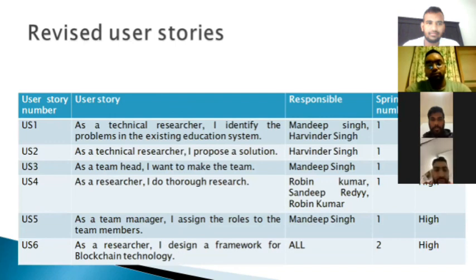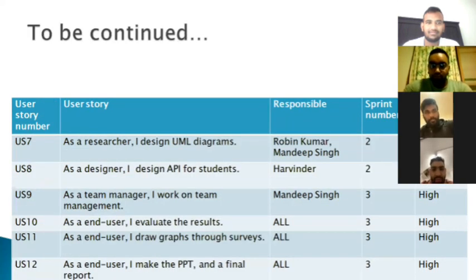This is the revised user stories, with users 1, 2, 3, 4, 5, and 6. The user stories: as a technical researcher, I identify the problem in the existing education system. As a technical researcher, I propose a solution. As a team head, I want to make the team and the researchers do the research. The 5th one is as a team manager, I assign the role to the team member. And the 6th one, as a researcher, I design a framework for all blockchain technology. And the responsible persons for user 1 are Mandeep Singh and Harvinder Singh, user 2 Harvinder Singh. And after that, there are users 7, 8, 9, 10, 11, and 12.